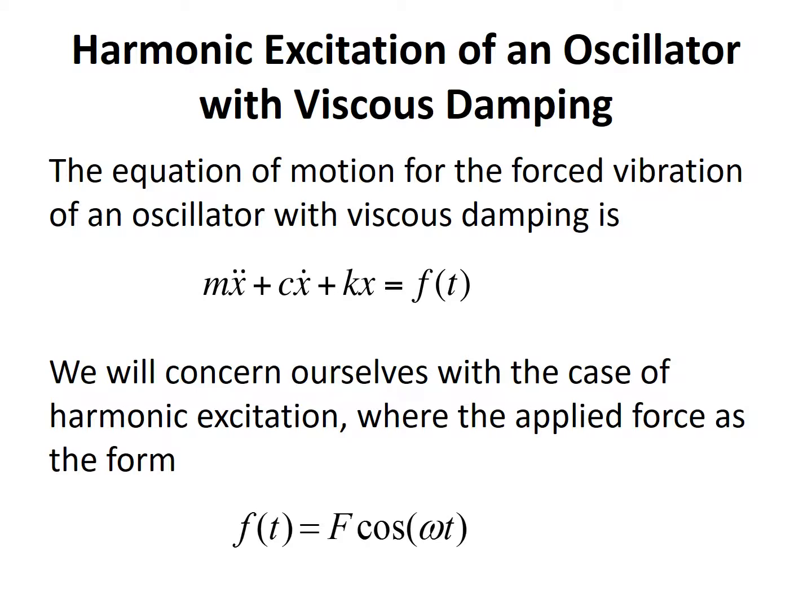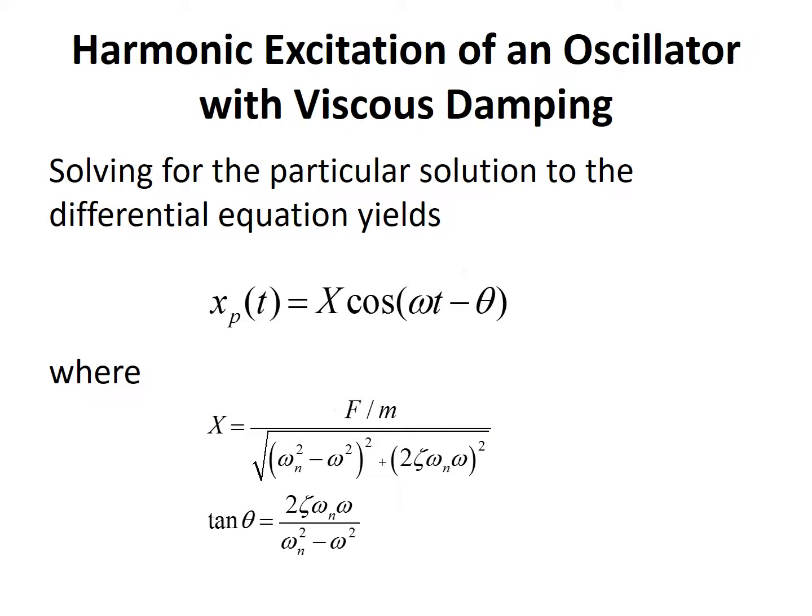The particular solution of the differential equation is a solution that is related to the applied force. As in the case of undamped motion, we will narrow our analysis to the case of harmonic excitation, f of t equals F cosine omega t. Solving for the particular solutions associated with the harmonic excitation results in the first expression in this chart.